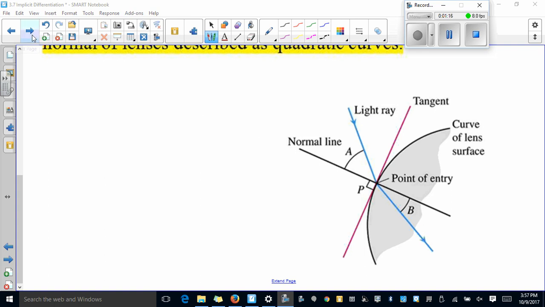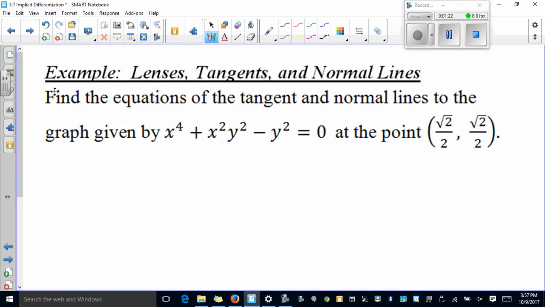Okay, so in this one here, find the equation of the tangent and normal lines to the given graph, x to the fourth plus x squared y squared minus y squared, at the point radical 2 over 2, radical 2 over 2. So in trig, we would know that this is a 45-degree angle.